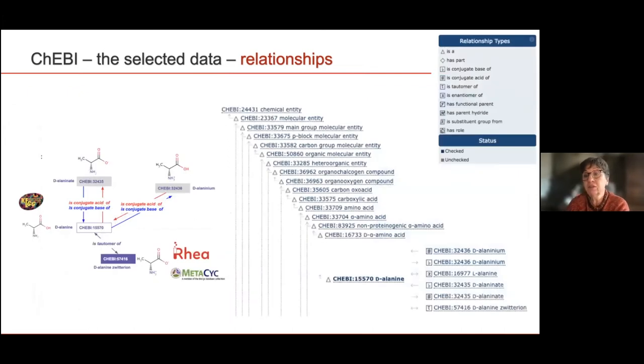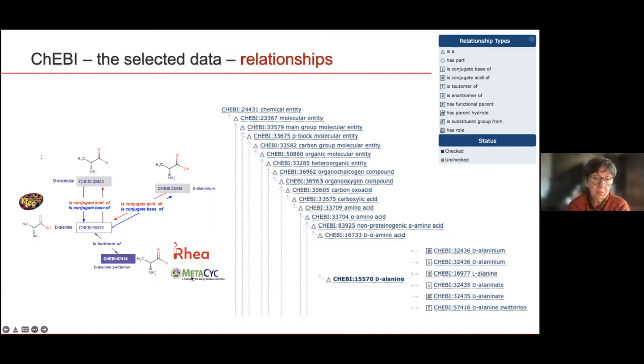But the particularity of KB is also that they have some dedicated relationships for chemistry. Another particularity of KB is that they identify the different forms of the same molecule according to the pH. According to the pH, the same molecule can exist in different forms, and KB identifies all these forms and provides relationships between the compounds. So for example, for D-alanine, you can have relationships to D-alanate or D-alaninium. They represent the same molecule, D-alanine, but in different forms.